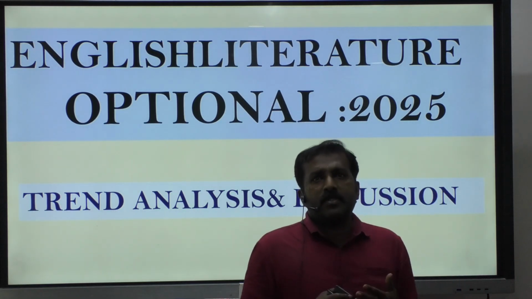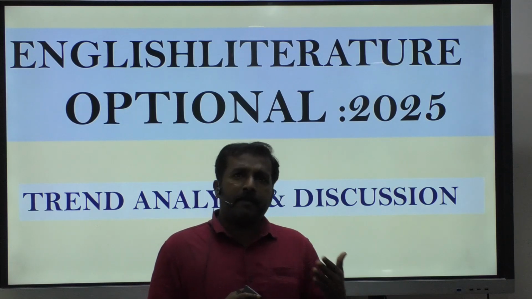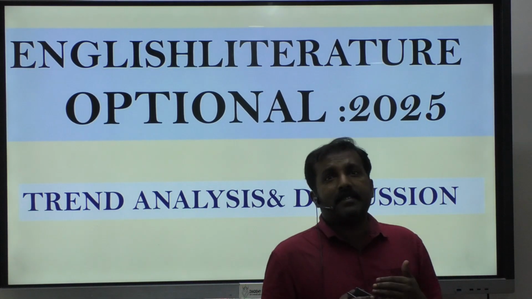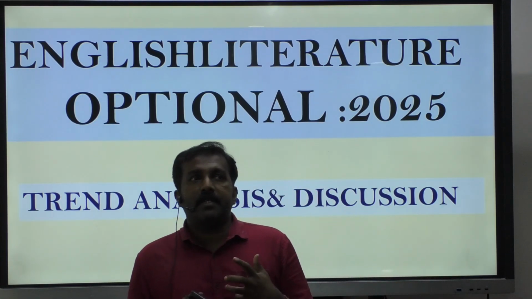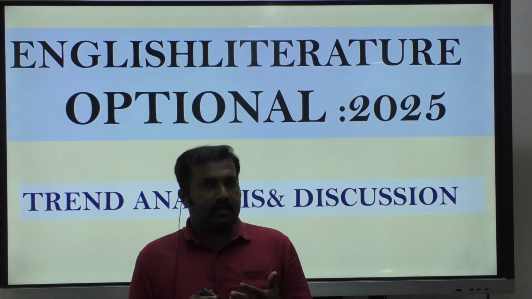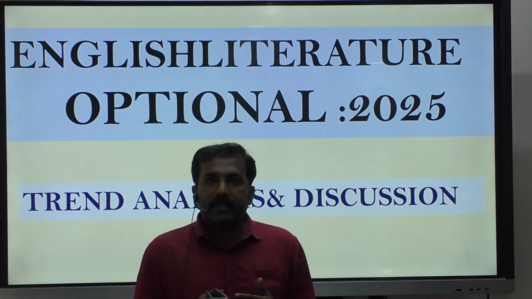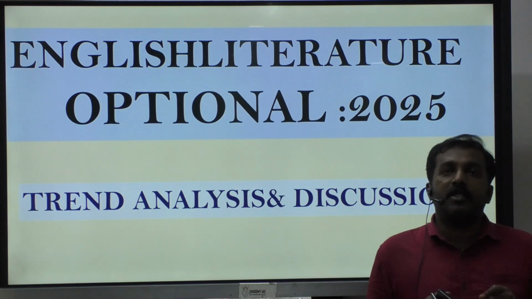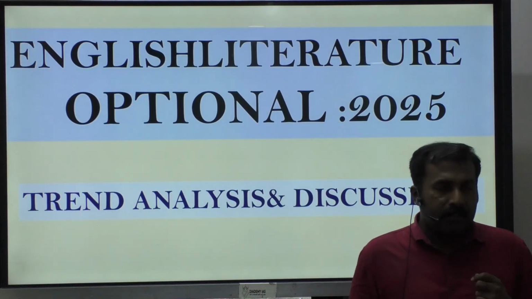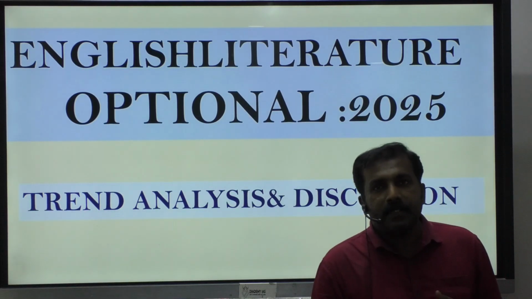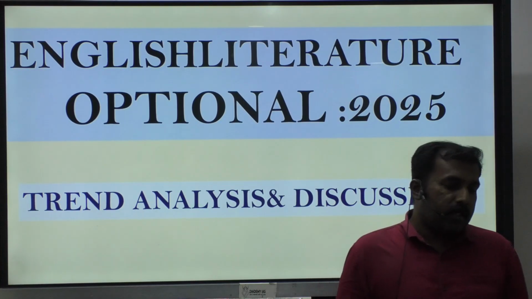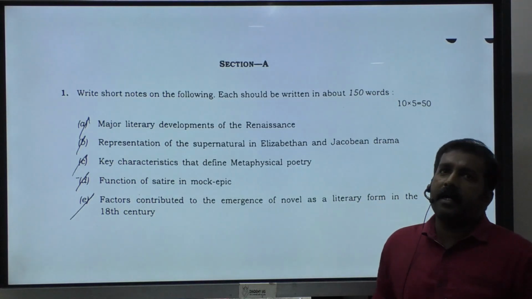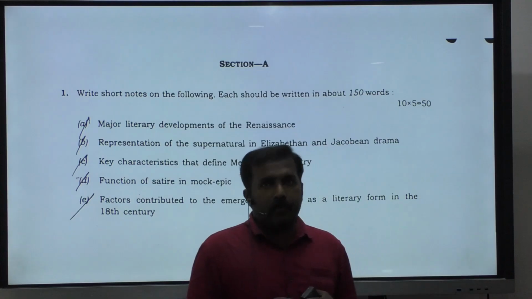But for most of the questions in paper 1 and paper 2, UPSC followed the same method, that is the repetition of the concept, repetition of the pattern they asked in the previous years. All these we can see in this 2025 question paper, the UPSC English Literature Optional. Now let's discuss the question paper, and now we are discussing paper 1.